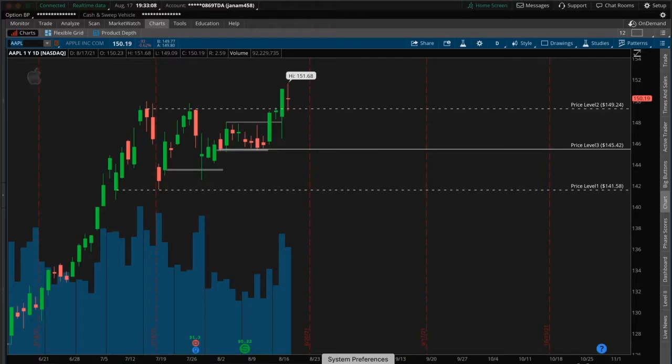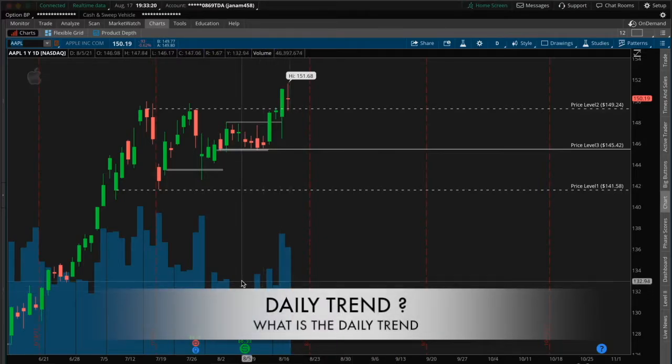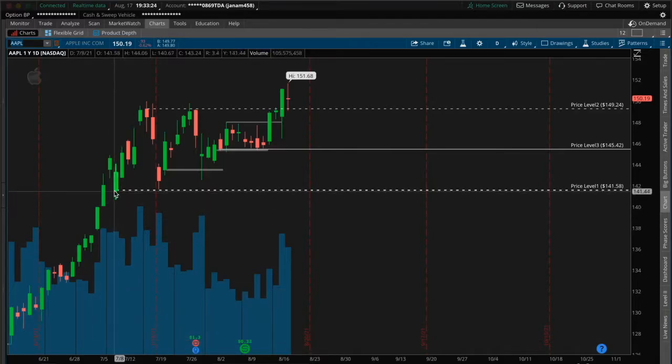Today we will do a little breakdown of the 3 favorite things I look at when I'm creating my stock watch list and how these 3 can help you become a better trader. Starting off, the first thing I always look at is the daily trend. Is the trend up? Is it down? Or is it in consolidation?